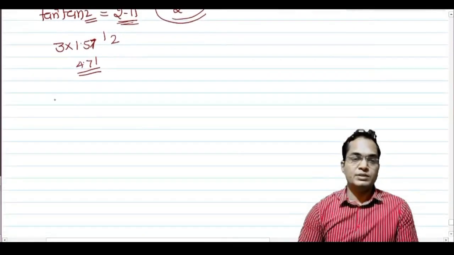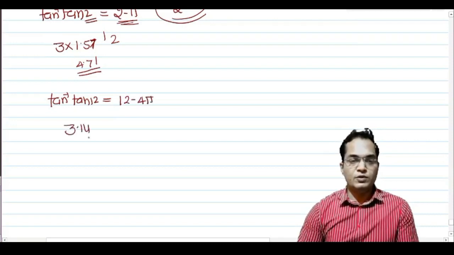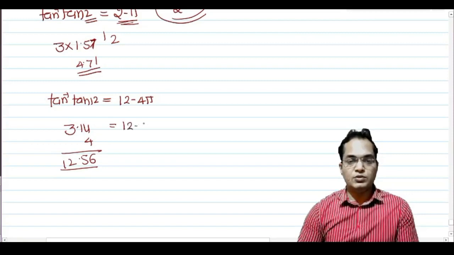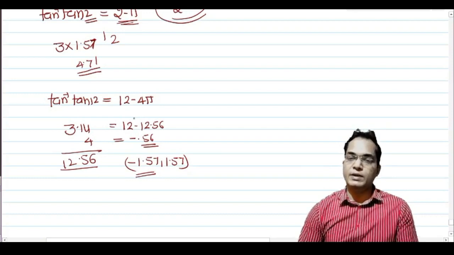Then I am going to solve it. Tan inverse tan 12. By observation, our answer is 12 minus 4π. Now what is the 4π? 3.14 into 4 is 12.56, and 12 minus 12.56 will become minus 0.56, and this lies in the given interval, or you can say minus 1.57 to 1.57. That's why this is our answer. Means our answer is 12 minus 4π.